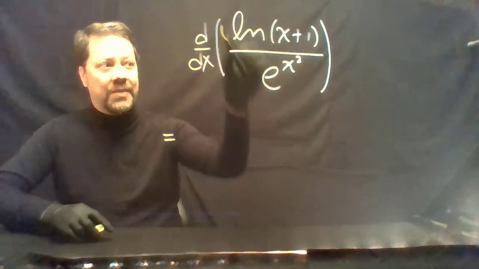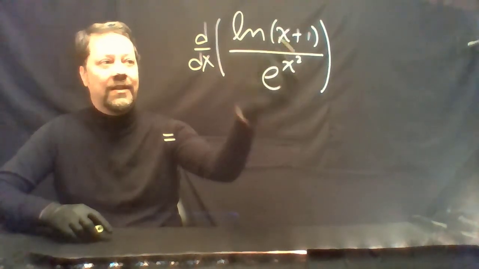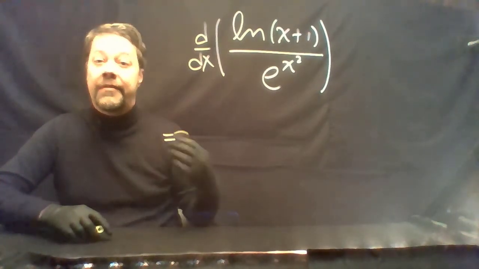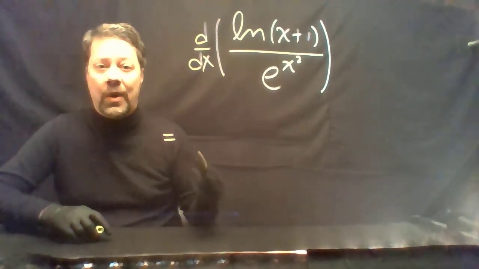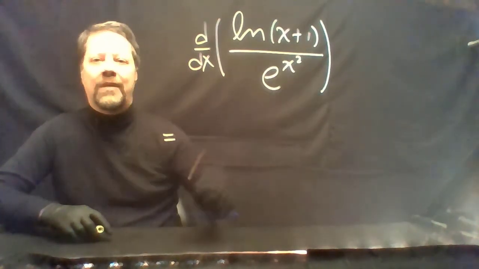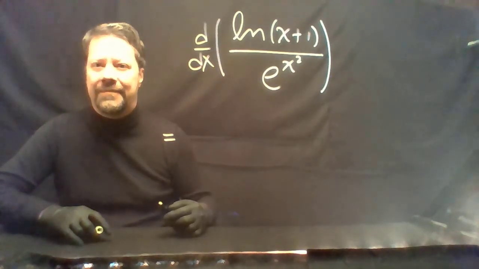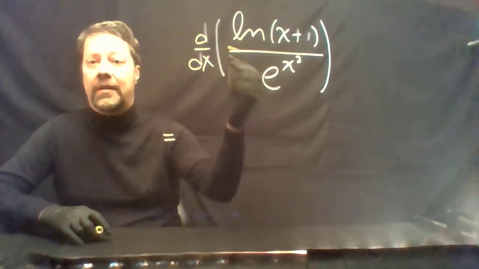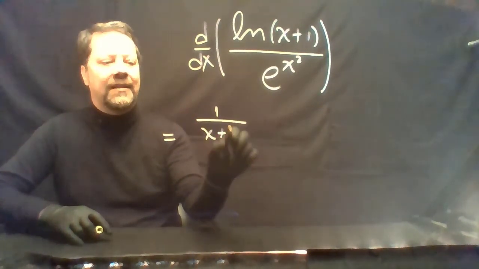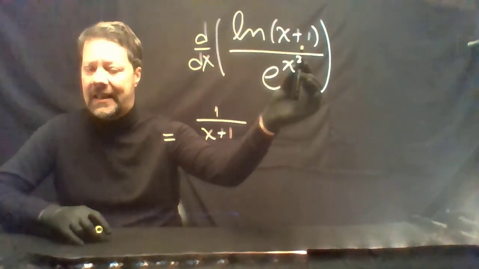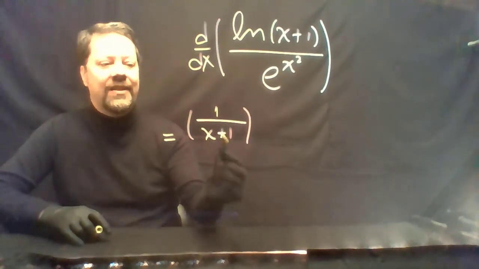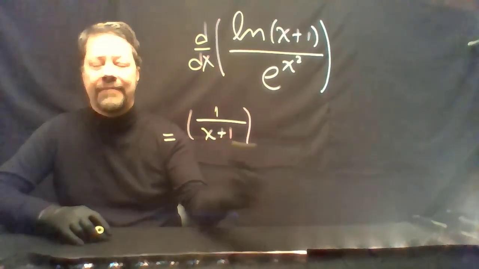Using the quotient rule, since this is primarily a quotient of two functions, we take the derivative of the top. You need to know that the derivative of natural log of x is 1 over x. I want you to memorize that. But here we have the x plus 1 function inside of the log function. So the derivative of log is 1 over, 1 over what? 1 over x plus 1 times the derivative of the inside. But the derivative of the inside is 1. So this is the derivative of the numerator.